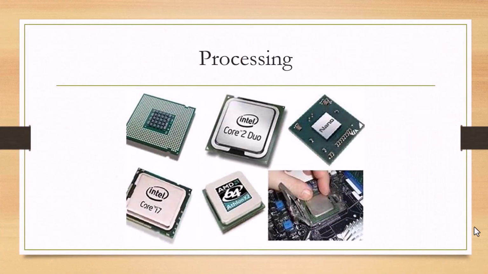The image on the screen illustrates how the processor or the CPU looks. As you can see, it comes in different forms, as in Intel Core 2 Duo and Intel Core i7. So, AMD 64, and so it comes in different forms.